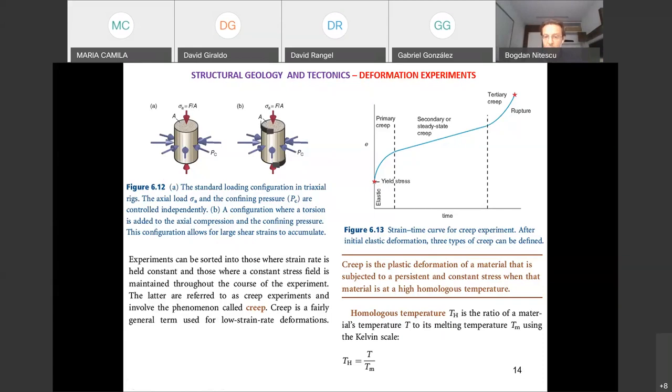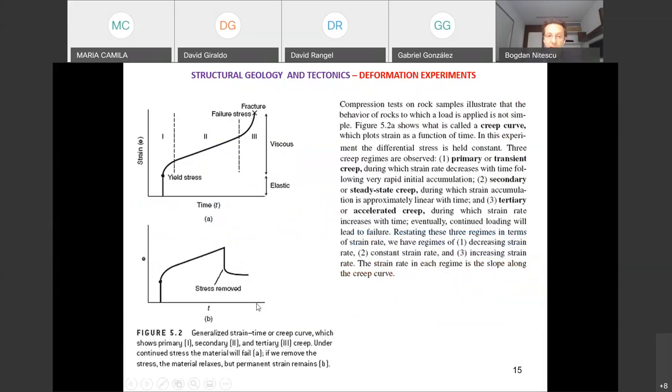So basically what you see here is the material has to be at a high homologous temperature. Now, homologous temperature is basically the ratio of the material's temperature relative to the melting temperature, in the Kelvin scale. That's the idea. All right, so now you understand the creep.